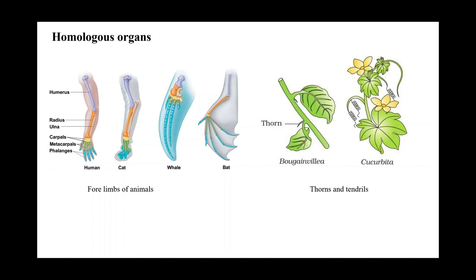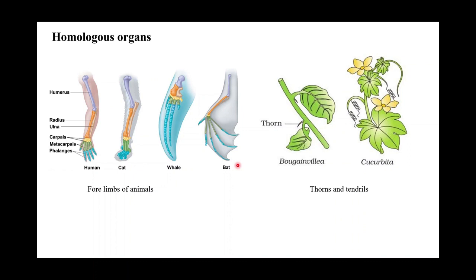So they all have similar structure, but the functionality differs, because for humans, this is just our hand that we use, in a very crude sense, to pick something or hold something. But the cat uses the same for movement. The whale uses that for swimming, and the bat uses them for flying or gliding. So you have different functions, but the structure remains the same. If they are structurally the same, that means they have arisen from a similar common ancestor. And for plants, you have thorns and tendrils. So thorns in Bougainvillea, and in Cucurbita you have tendrils.